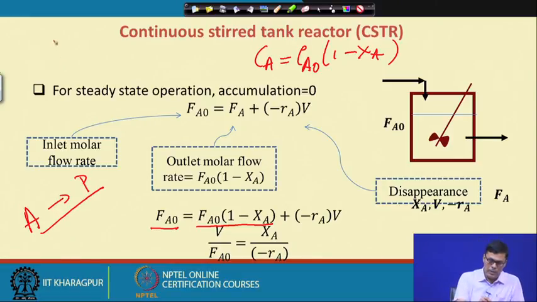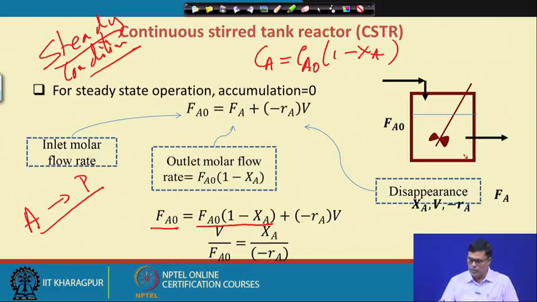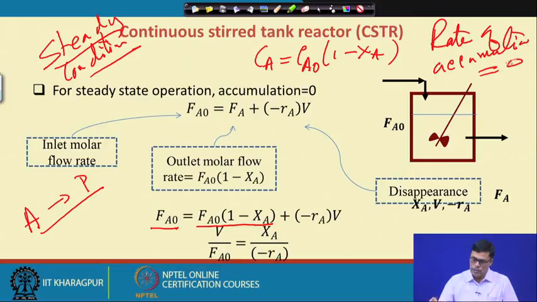Now under steady state condition, what is steady state condition? When the substrate concentration will be uniform, and this is possible when rate of accumulation is zero, then and only then your substrate concentration will be uniform. So what will be the basic equation? Rate of input equal to rate of output plus rate of disappearance. This is the rate of disappearance.